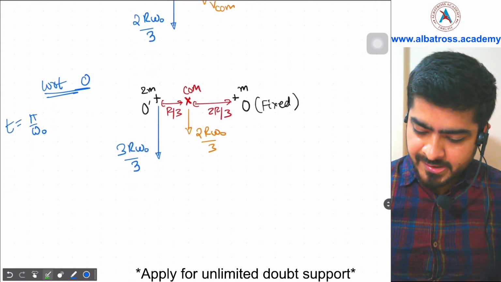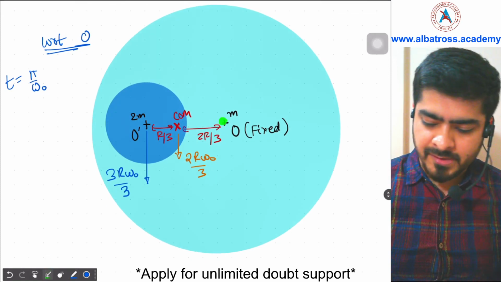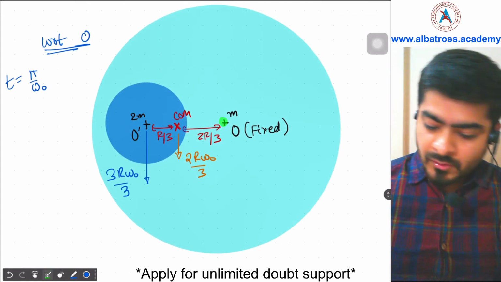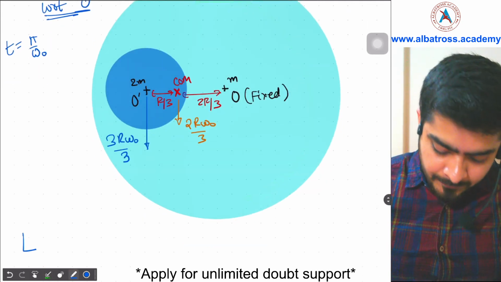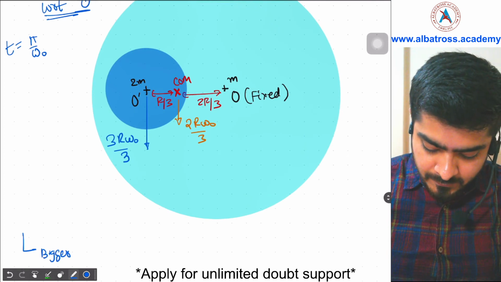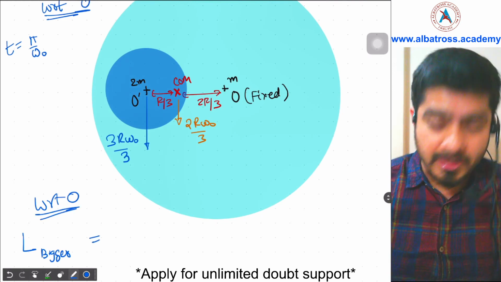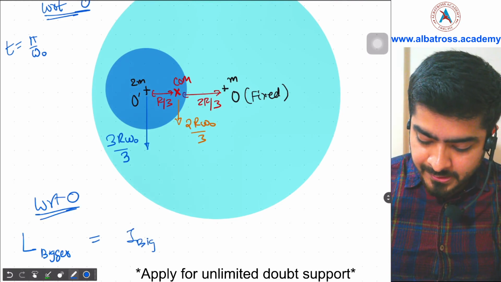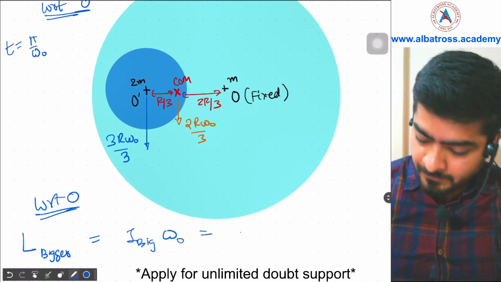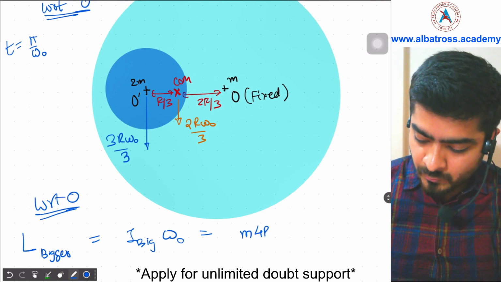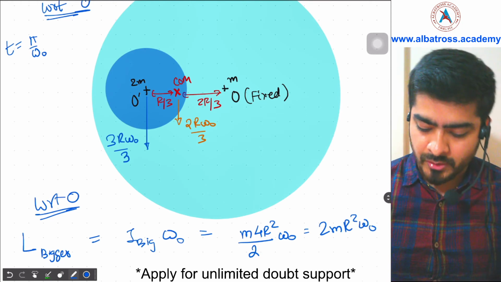Now let's bring back the disks over here. So the disks are back, and with respect to this point O, we are looking at everything. About the center, the bigger disk is just rotating. So when I am writing the total angular momentum of the bigger disk, we are writing about O with respect to O. Always need to remember that. So that will be simply I of the bigger disk multiplied by omega naught. I of the bigger disk is how much? Its mass is m, but its radius is 2r, so the square will be 4r square, divided by 2, times omega naught. So this is equal to 2 mr square omega naught.